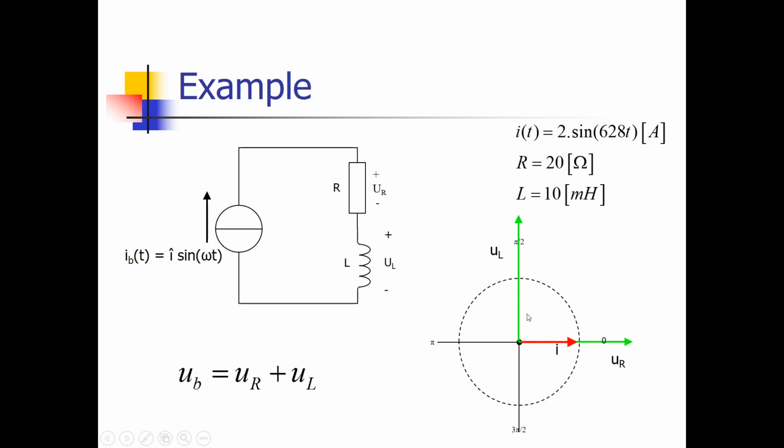And now we can add these vectors together. We do it this way, and then we get UB, which has an amplitude of the square root of UR squared plus UL squared. And we can also calculate the phase angle of UB to the horizontal axis, which is the inverse tangent of UL over UR.